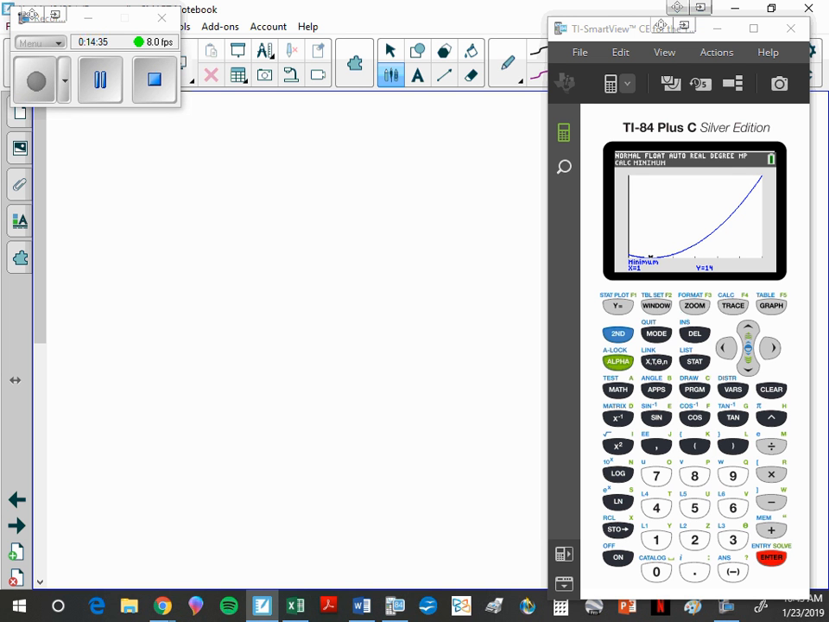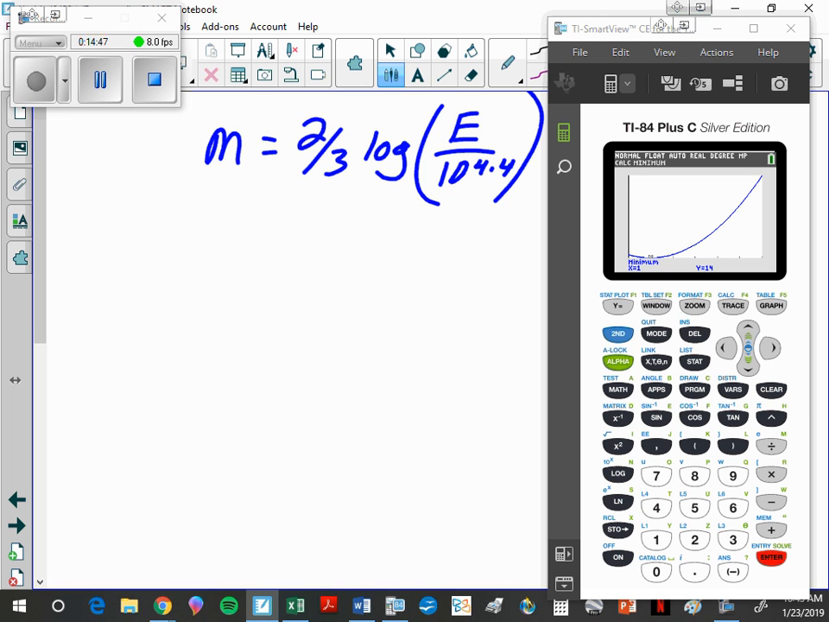So you didn't have the equation on this test, but its magnitude is equal to 2/3 log of E over 10 to the 4.4. It was on the test, but it was on a reference page that I didn't print for you. Sorry. Okay, so one city has an earthquake that is measured at 6.4, and the other has an earthquake that's measured at 3.2. Is the city A earthquake twice as big as the city B earthquake?